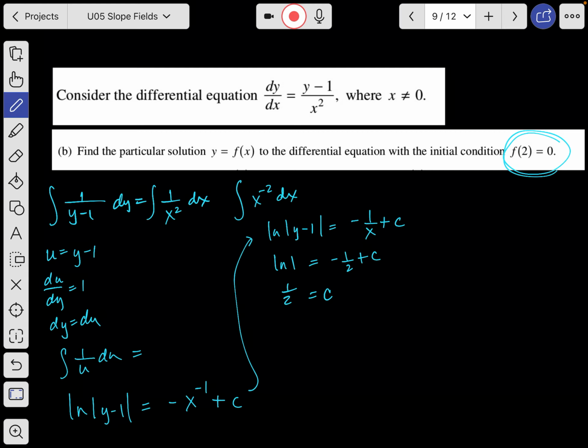Now I'm going to substitute in and solve for y. So here's my next step. I have natural log |y minus 1| is equal to -1/x plus 1/2. Exponentiate both sides. Then get rid of the absolute value bars. And then add the 1.